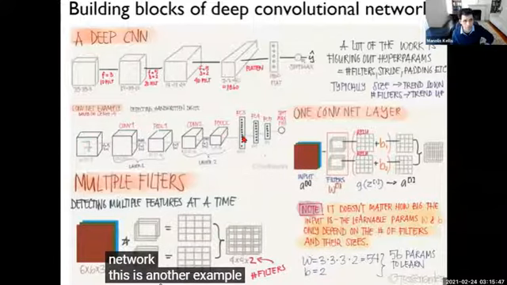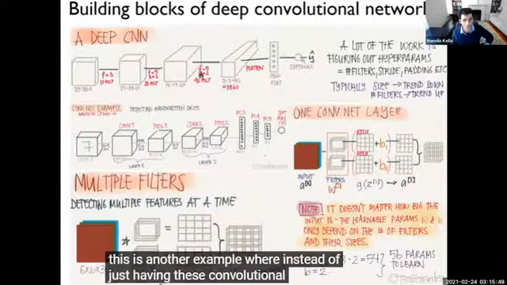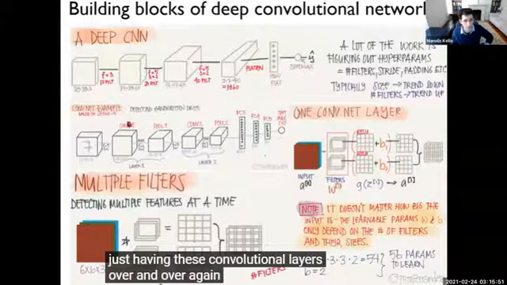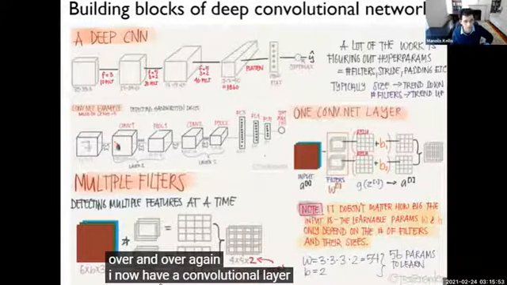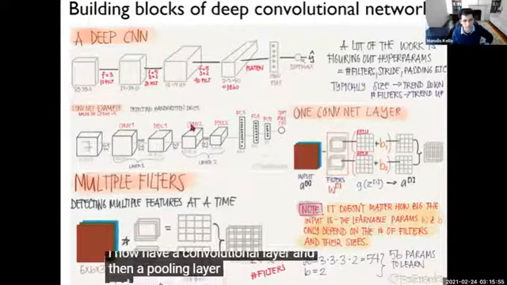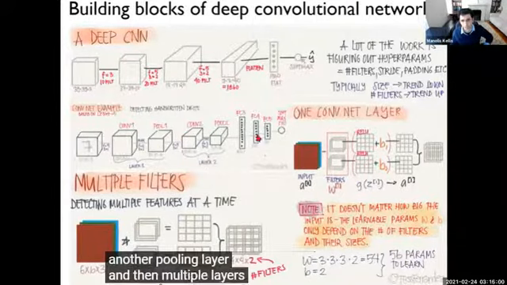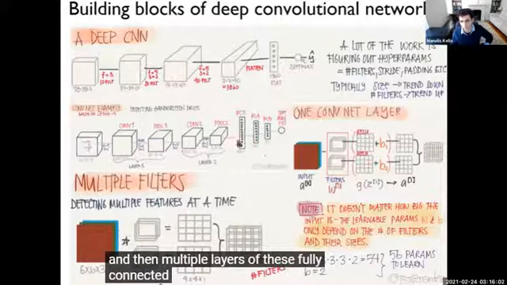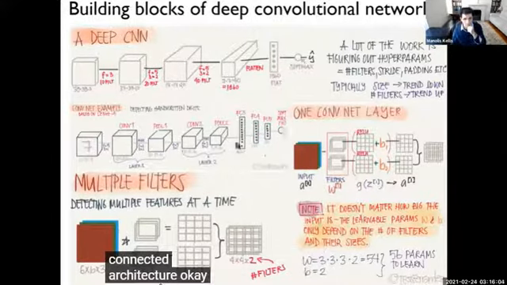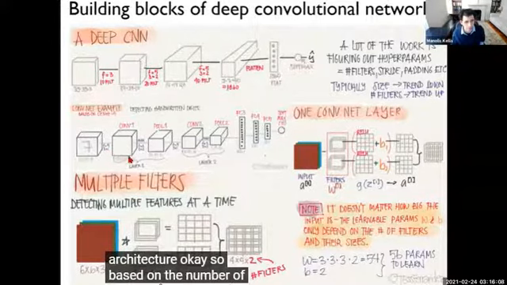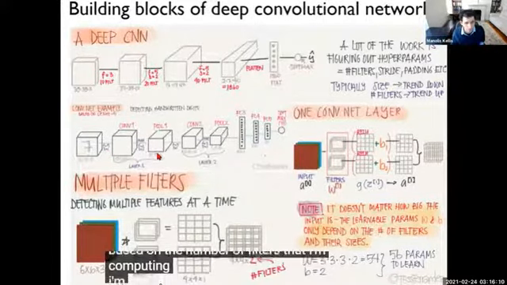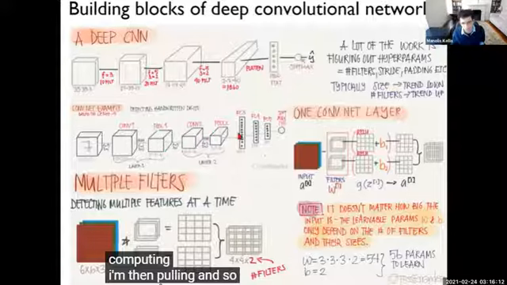This is another example where instead of just having these convolutional layers over and over again, I now have a convolutional layer and then a pooling layer and another convolutional layer and another pooling layer, and then multiple layers of this fully connected architecture, okay? So based on the number of filters that I'm computing, I'm then pooling and so on and so forth.